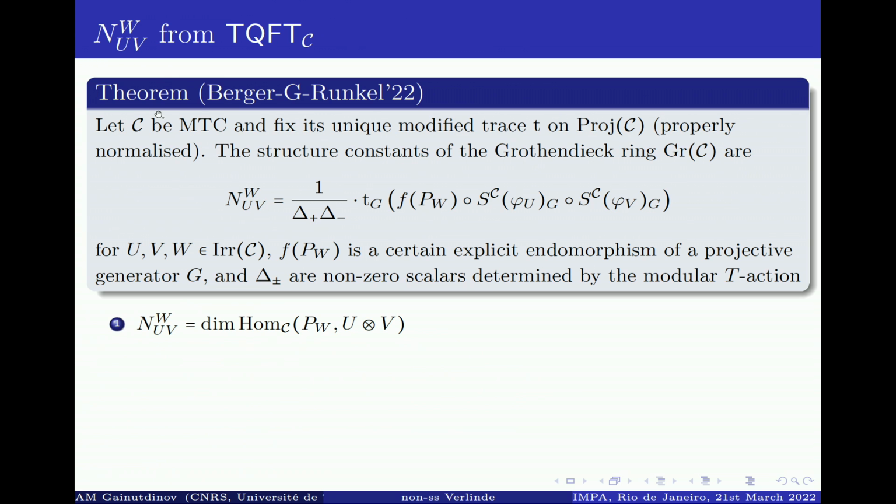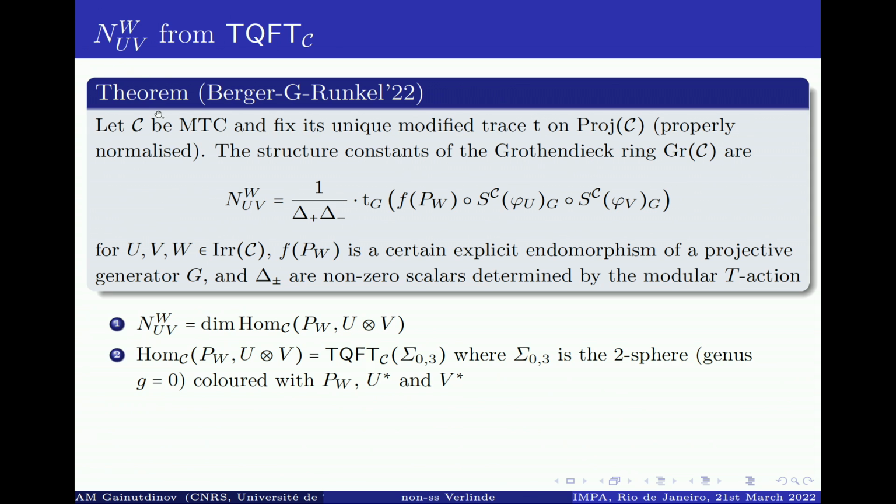But these are quite explicit endomorphisms that one can compute in one or another example. And one just needs to calculate a modified trace of this endomorphism, and you calculate N_UVW. So what's the idea of the proof? N_UVW is the dimension of the Hom space from the projective cover of W to U tensor V, right?